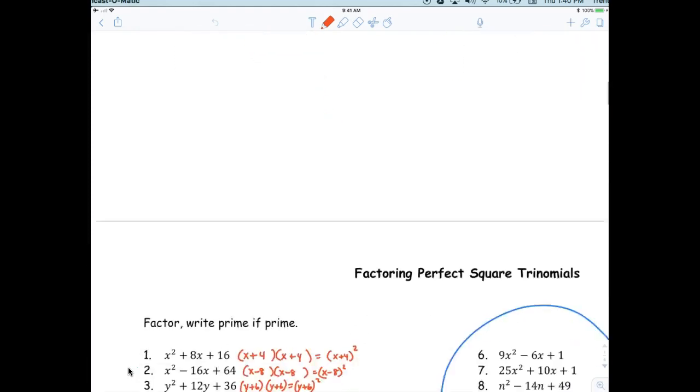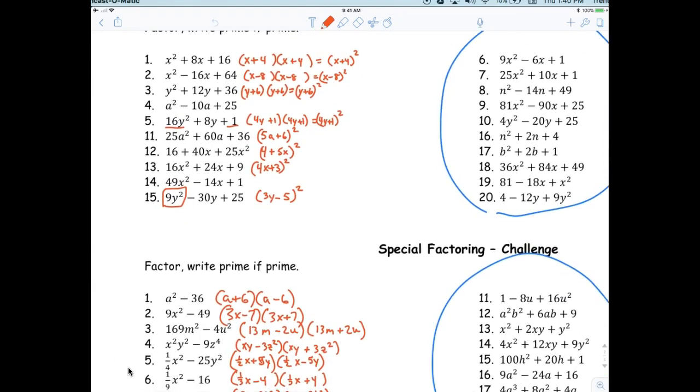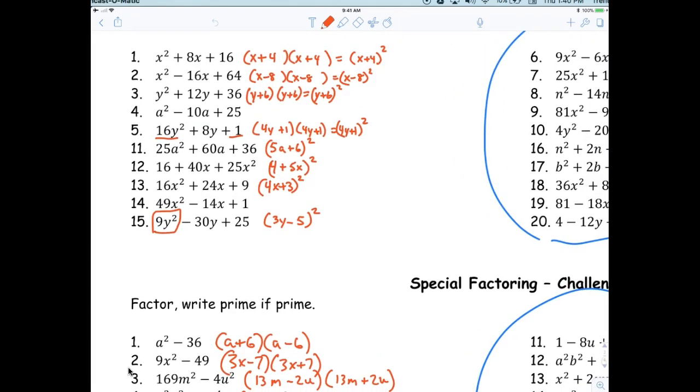All right, now as I'm going down, let's take a look right there. Take a look at it. And let's just, somebody give me the answer to number 4. What is it? A minus 5. Then what about 14? 7x minus 1 squared.